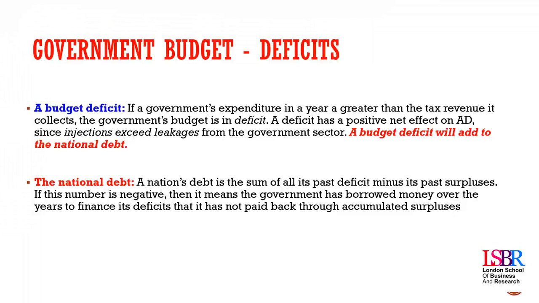What is a national debt? Well, a national debt, as we said already, is a balance of payment. It basically is a debt in the sum of all of its past deficits minus all of its past surpluses. If the number is negative, it means the government has borrowed more money over the years to finance and it's not yet paid back the accumulated surpluses. Okay, so the government has not yet paid back its debt. The surpluses are less than the deficits.